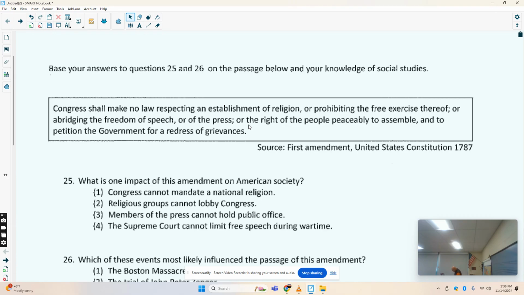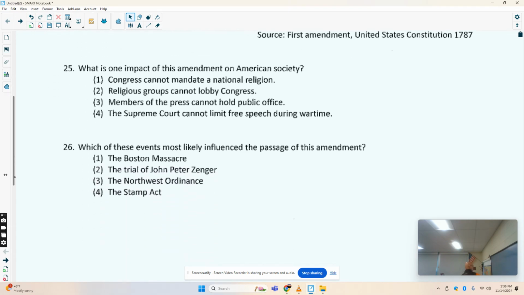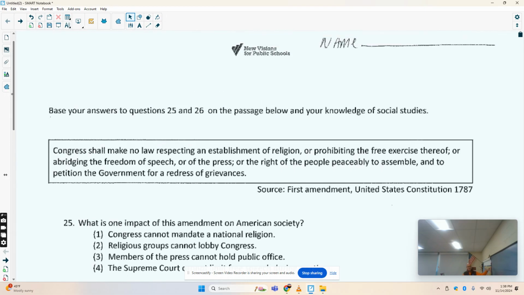Now, that said, question 26 is a little bit tougher, and I am not going to help you nearly as much with 26 as I did with 25 just now. Take a look at 26. Again, you're using the same prompt, you're using the same stimulus to answer the question. Which of these events most likely influenced the passage of this amendment? So take a look at the source.